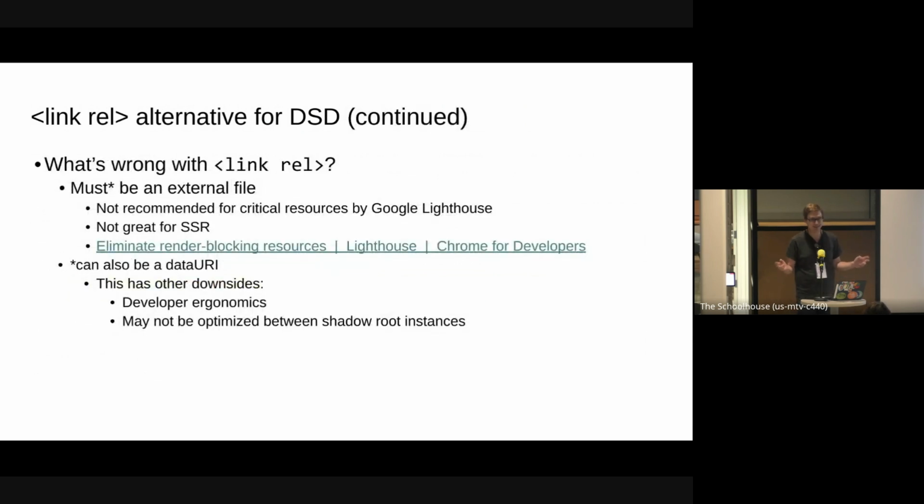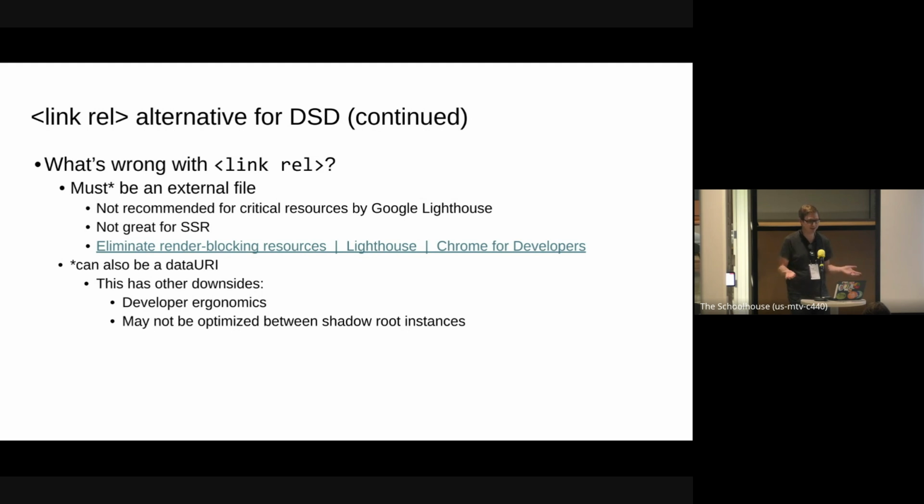So first, it must be an external file, which I put with an asterisk. I'll explain in a minute. But there's also a lot of these folks who want really, really high performance. They want to get their first contentful paint immediately because they know that impacts their SEO. And so Google Lighthouse actually says, don't use link rel for your critical styles. And so developers are like, what are we supposed to do here then? And then there was an option to say, hey, you can use a data URI, and sure, that works, but it's not a great solution.